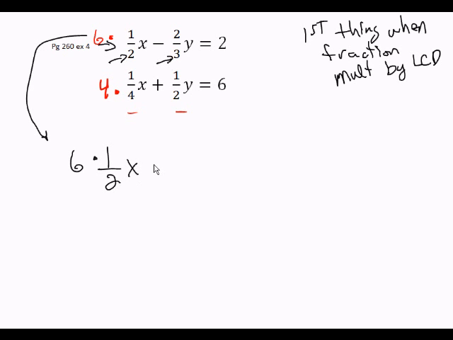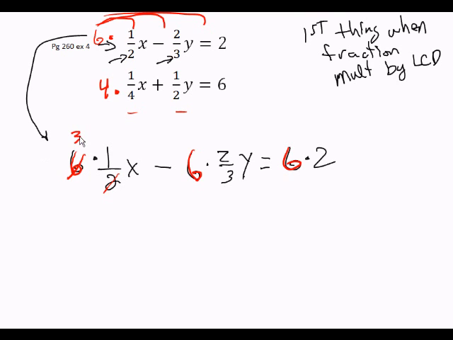So I'm going to multiply this out. I'm going to do the top row first. 6 times 1 half x. Then I'm going to do minus 6 times 2/3 y equals 6 times 2. So you have to multiply 6 times each thing here. 6 has to be multiplied times each of these things.